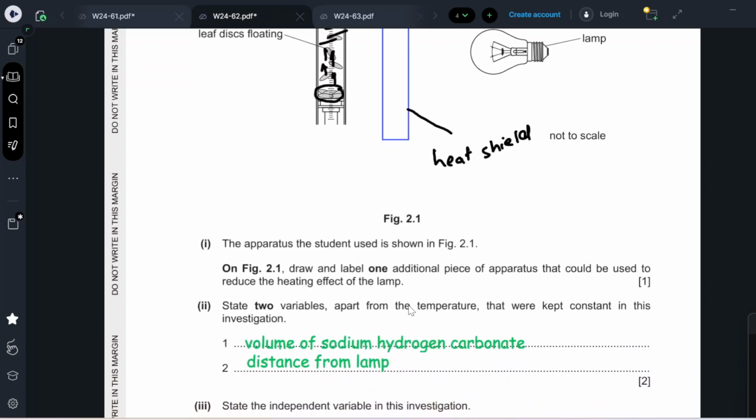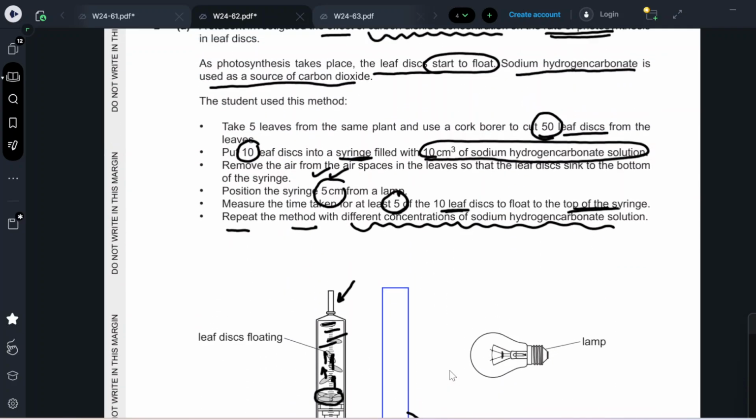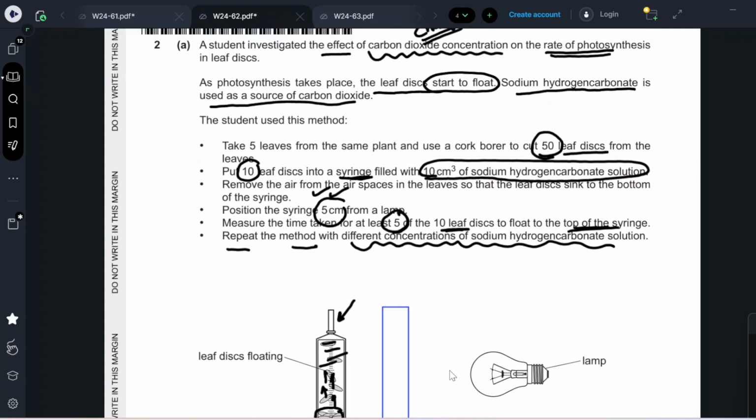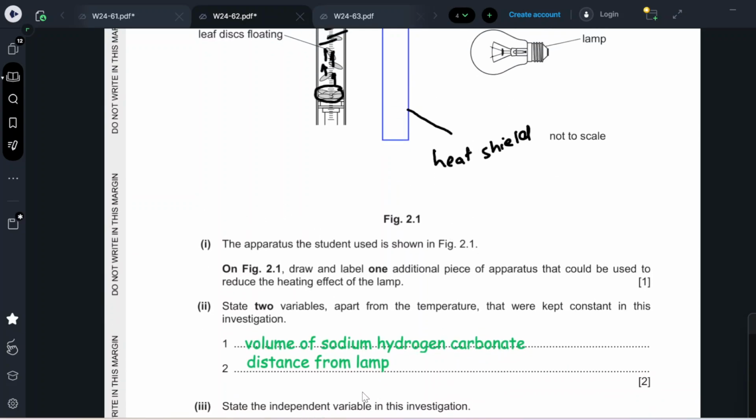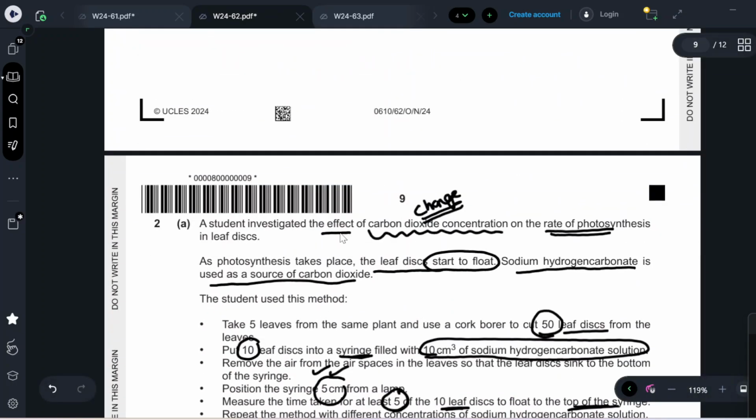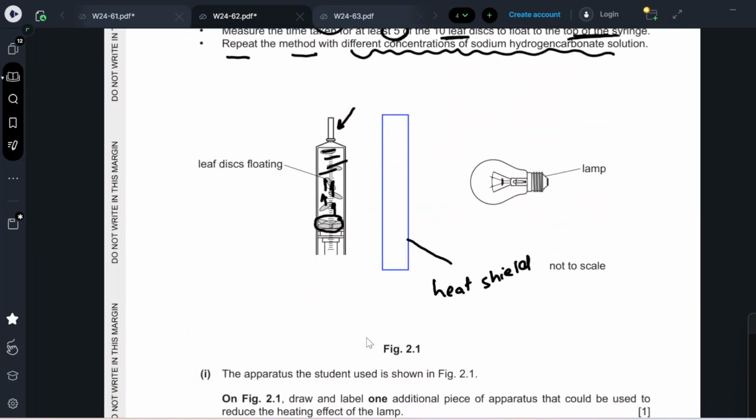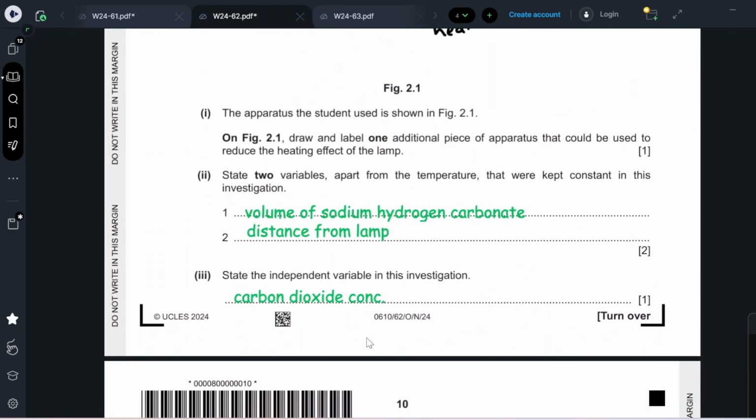Say two variables apart from the temperature that were kept constant: volume of the sodium hydrogen carbonate, the distance from the lamp, the type of the leaves, same plant, type of the plant. What is the independent variable? What did I change in this experiment? I wanted to see the effect of carbon dioxide concentration. So this is what I changed. Carbon dioxide concentration.